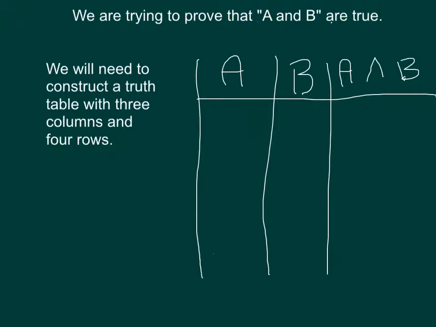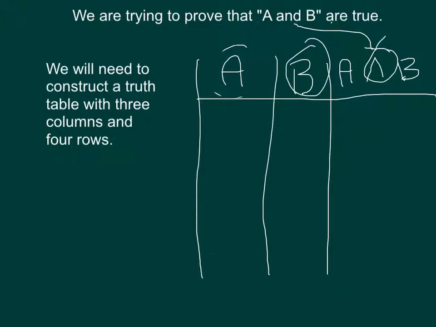Okay, so we are trying to prove that A and B are true. So remember, we started out with our sentence in English that we have a dog and we have a cat. So we're letting A represent that we have a dog, and B represents that we have a cat. And A and B represents that we have both. And this right here is the symbol of and. All right.